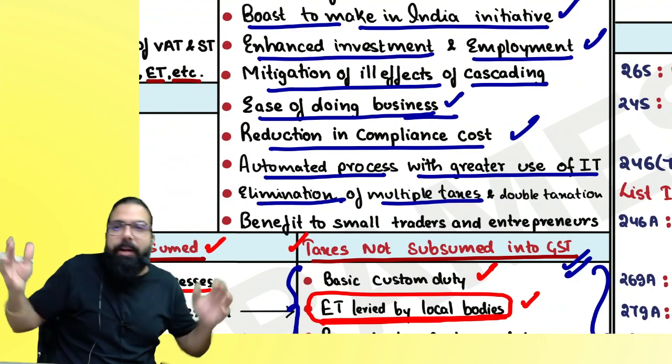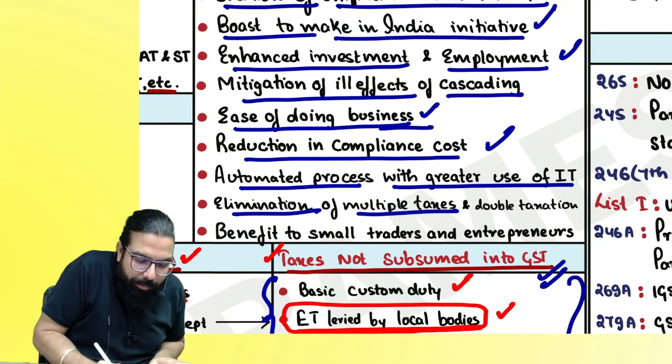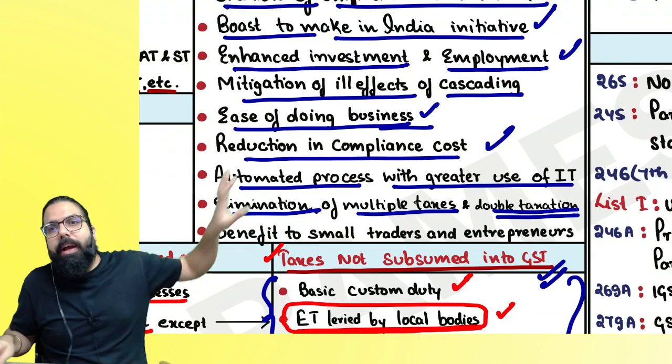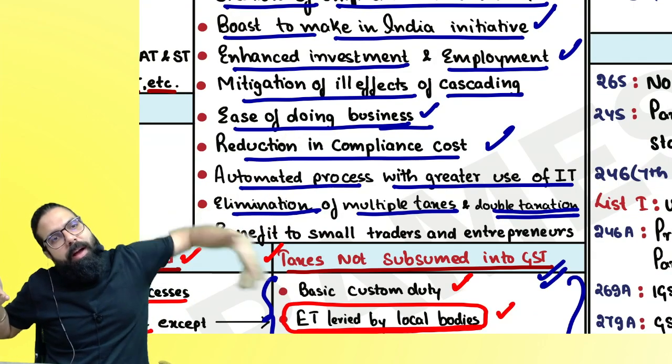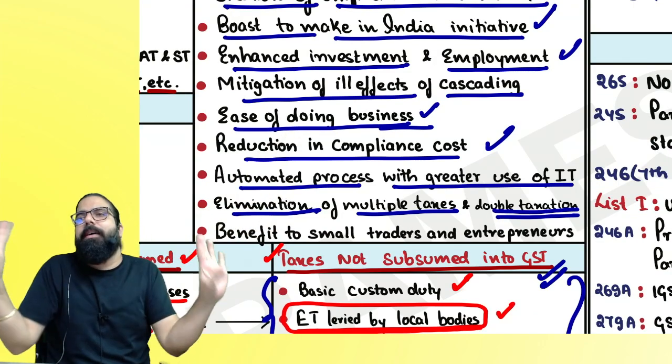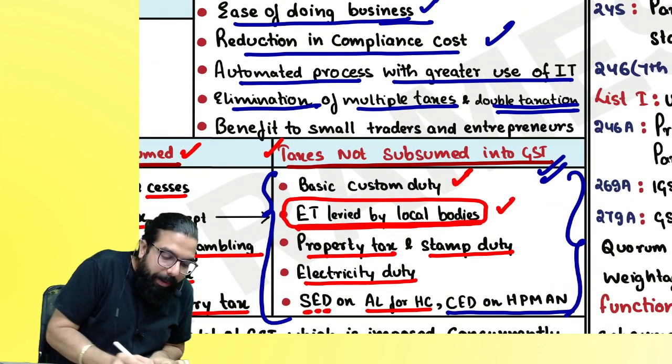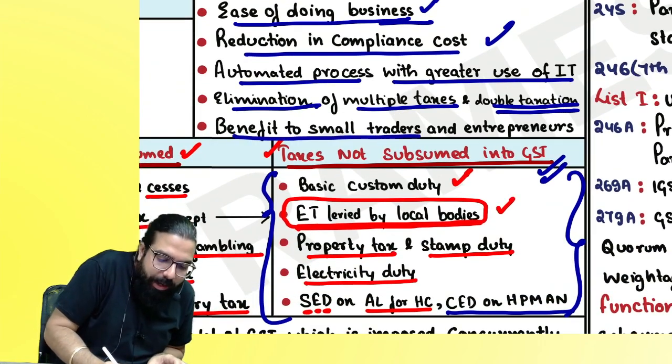Elimination of multiple taxes. Multiple taxes are gone. Double taxes are gone. Now you will get free flow of credit: output, input, set off and pay the balance. No headache. Next. Benefits to small traders and entrepreneurs.